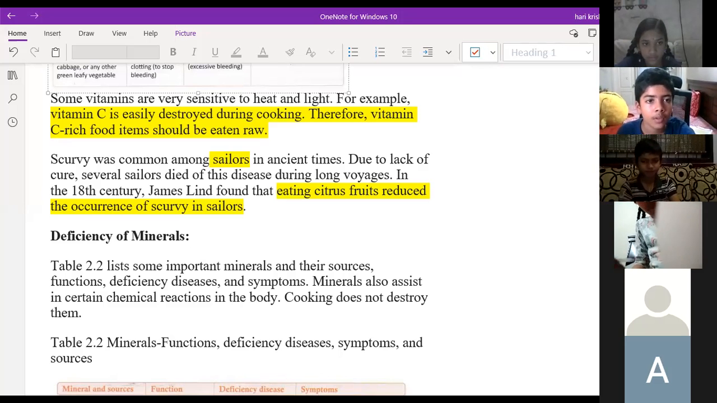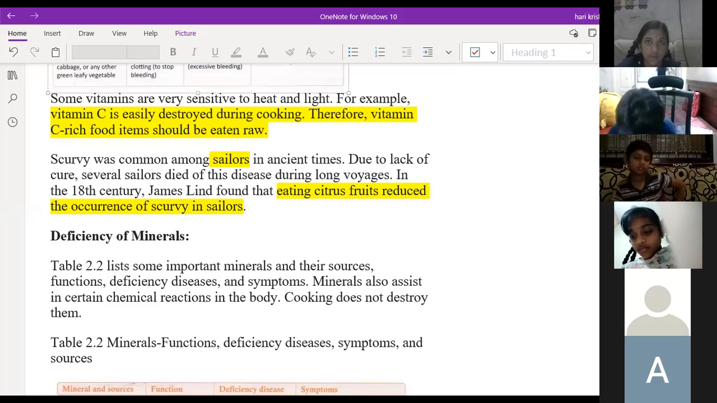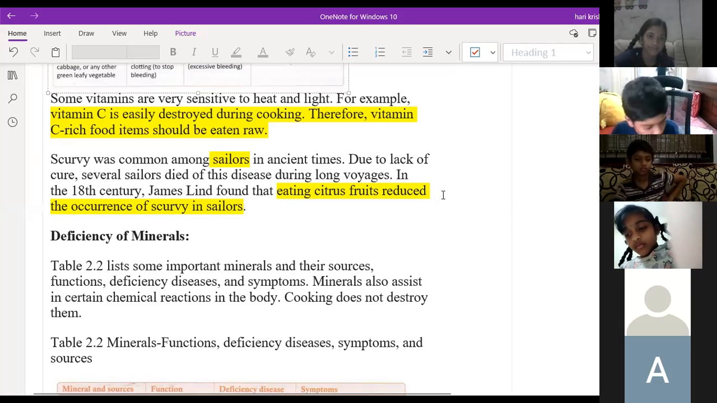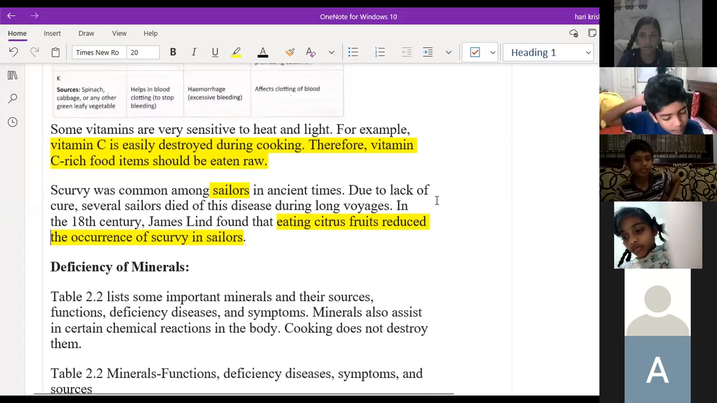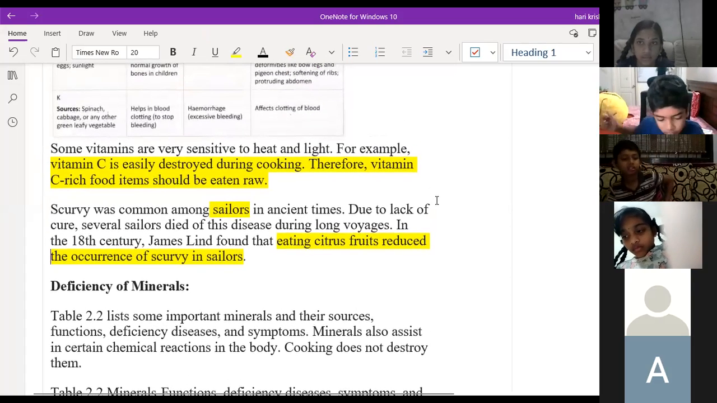While cooking the food itself, which vitamins will be destroyed easily? C, sir. Vitamin C. Sir, vitamin C is water soluble, right? Yeah, it is water soluble. Okay, sir.